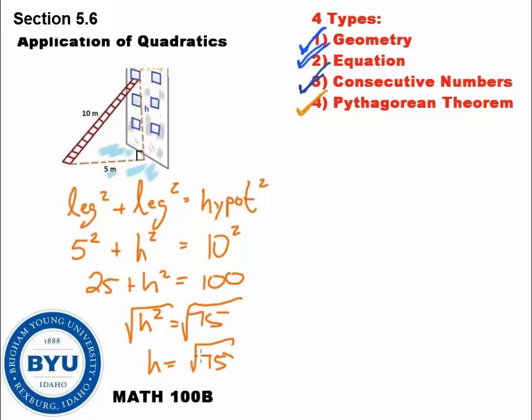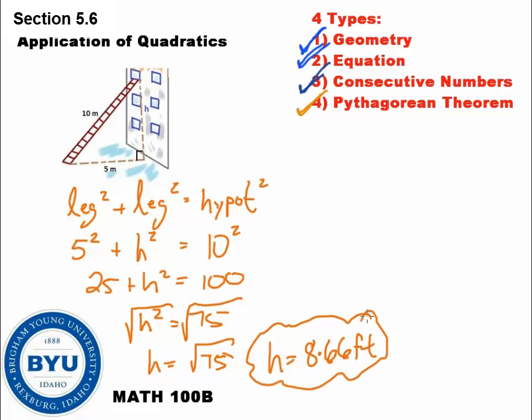Now, that would be a good answer, but usually you wouldn't want to tell your boss, hey, the ladder goes up root 75. That's not a very specific value. You'd probably want to plug that into your calculator and figure out what root 75 is. So find the square root button on your calculator, and you find out that it goes up about 8.66 feet on the building.